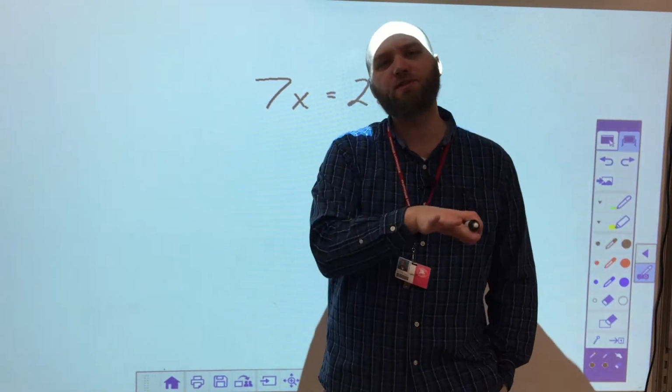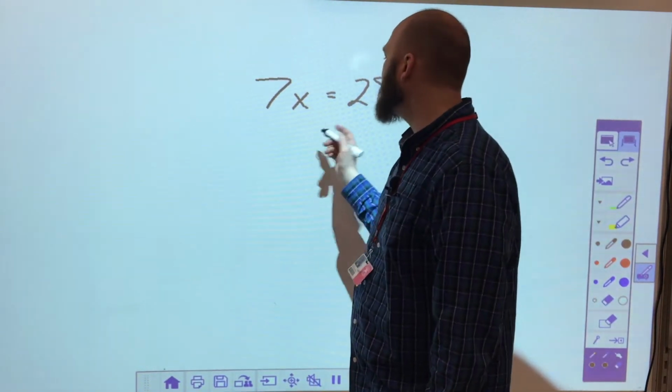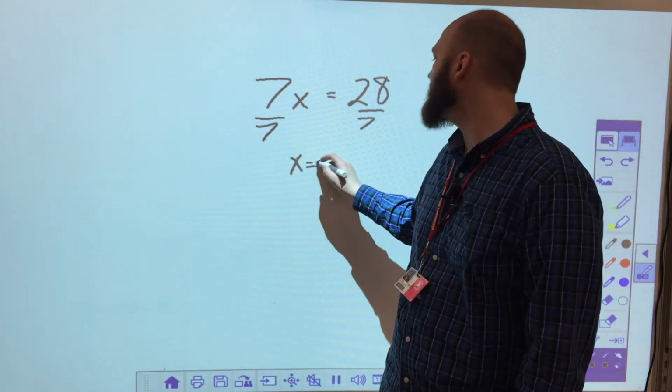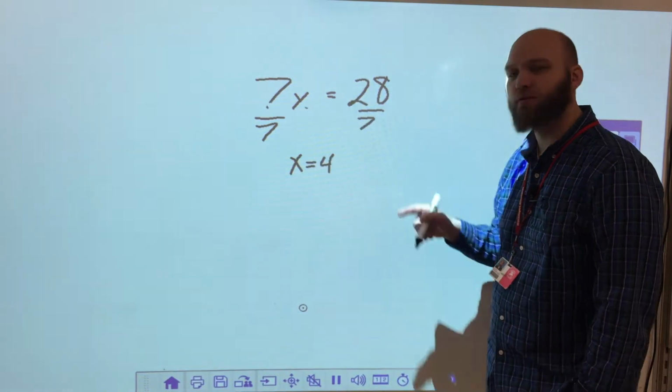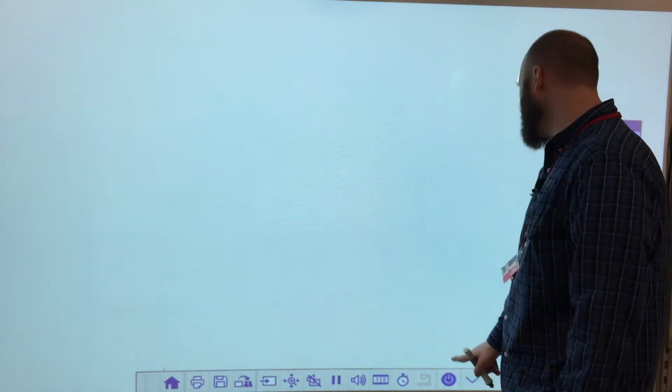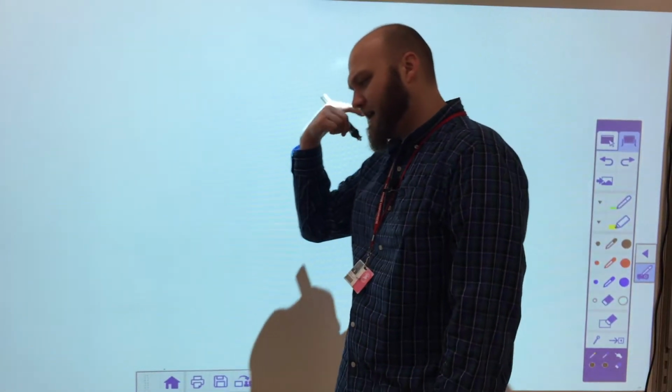Well, I'm going to do the inverse operation, or the opposite. And 7 times some number, instead of multiplying by 7, I'm going to divide by 7. I get x equals 4. 7 times 4 equals 28? Yes, it does. Okay?